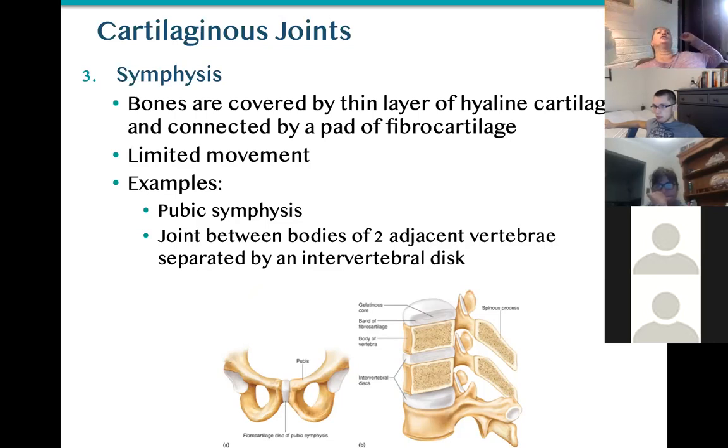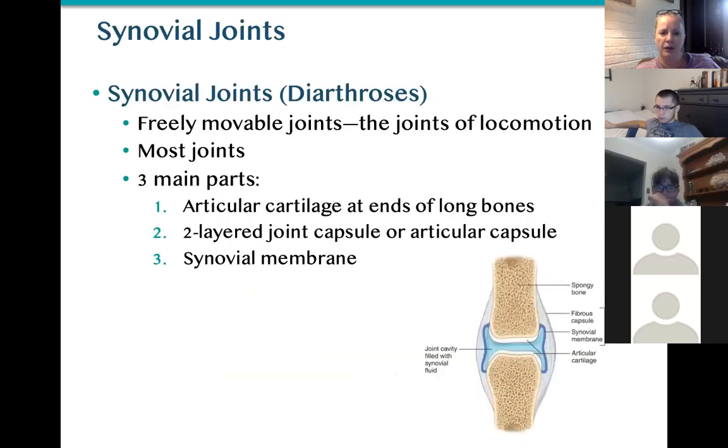When you arch your back backwards, you can see how much more limited it is by all those spinous processes going together, all right? Okay, so that is a symphysis between all of the discs of the vertebral bodies. And the big one that we'll be spending time on is our synovial joints.